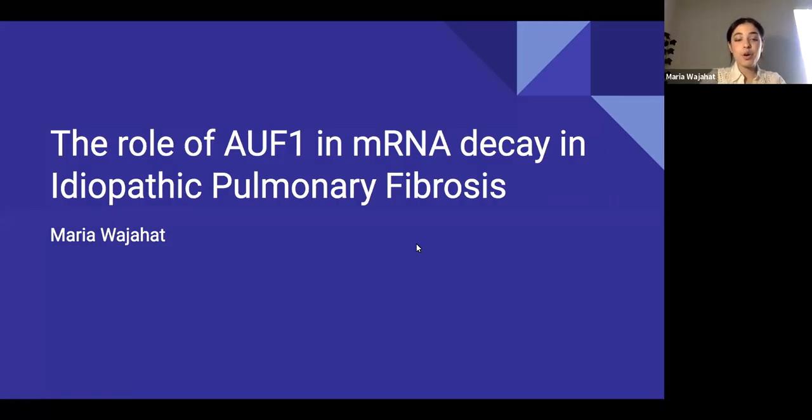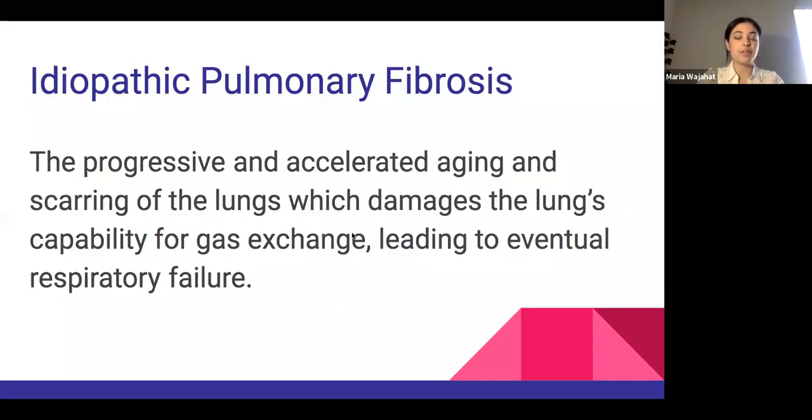All right. So my presentation, or my project, is about the role of AUF1 in messenger RNA decay in idiopathic pulmonary fibrosis. For starters, idiopathic pulmonary fibrosis is essentially a disease which involves the progressive and accelerated aging and scarring of the lungs, which can damage the lungs' capability for gas exchange and eventually leads to respiratory failure.